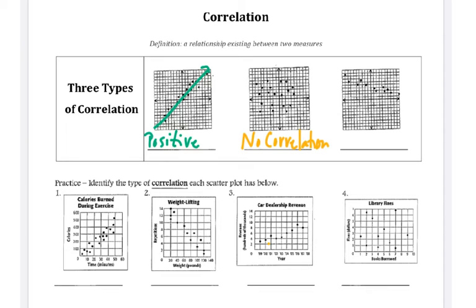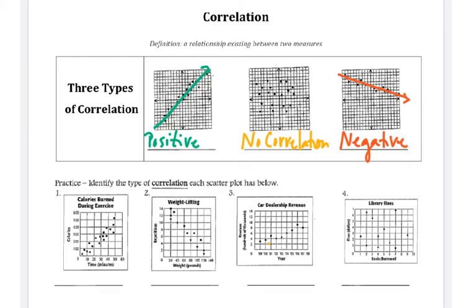But in this third one, this one has a negative correlation. So it's going downhill for this one. So that's why it's negative. So this pattern, this trend, this correlation is negative.